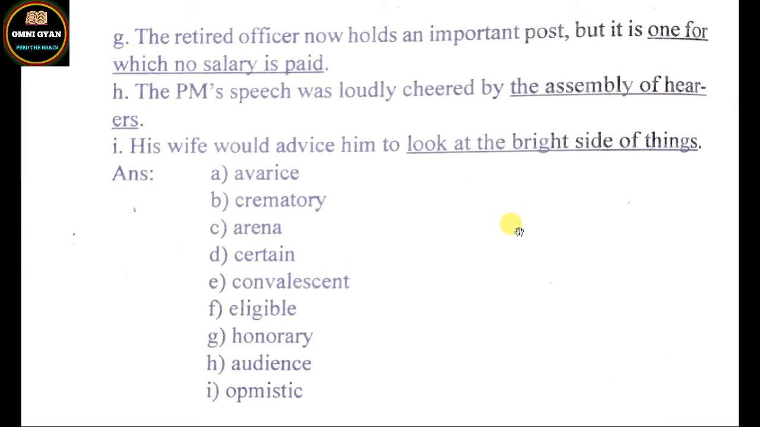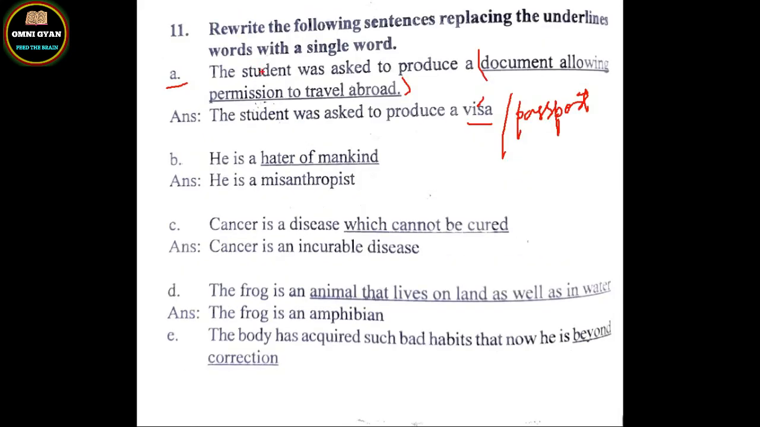We'll move on. The student was asked to produce a document allowing permission to travel abroad. The student was asked to produce a passport. Passport. Allowing permission to travel abroad. This is passport, okay, not visa. Passport.